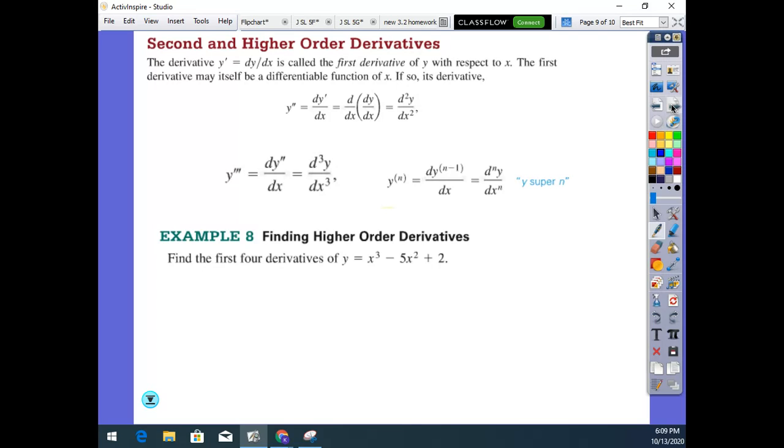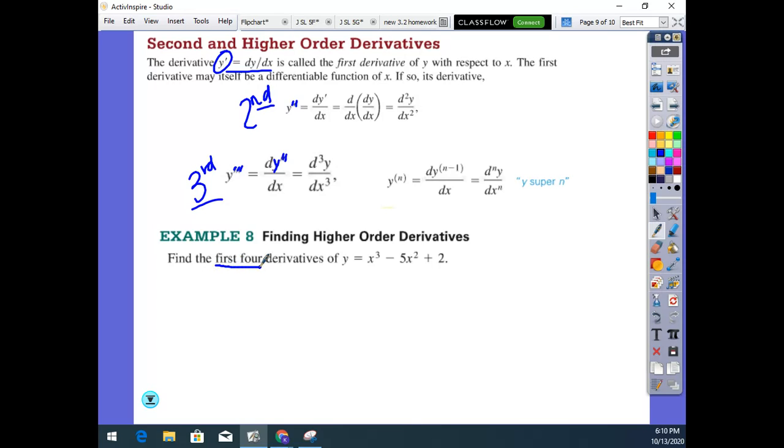Second and higher order derivatives. If we start with the first derivative, we take the derivative of the derivative to get the second derivative. Then I take the derivative of the second derivative to find the third derivative. So notice if there are 2 hash marks, that's the second derivative. If I have 3 hash marks, that's the third derivative. The actual process is much easier just by actually doing the problem.